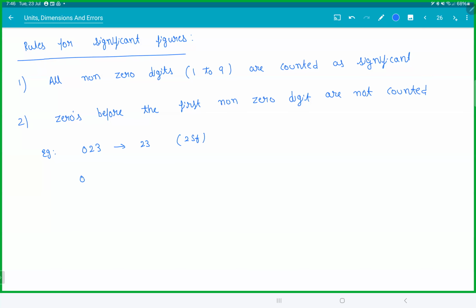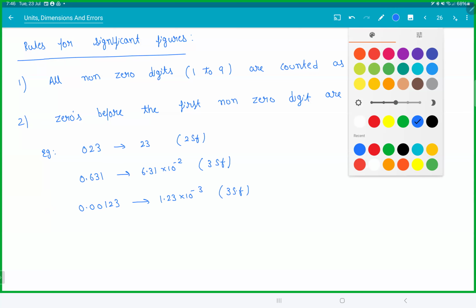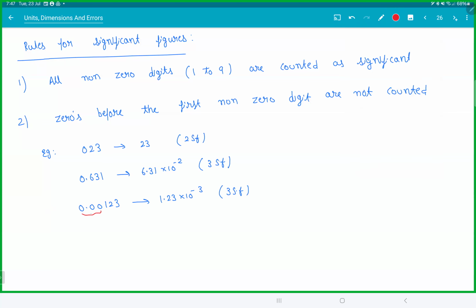So if you say something like 0.631, this can be written as 6.31 into 10 power minus 1. So the first 0 is not actually helping you for anything. Suppose you have 0.0123, this is 1.23 into 10 power minus 2. So even if you have a decimal in the front, these zeros are not counted, they don't mean anything. They're not useful.